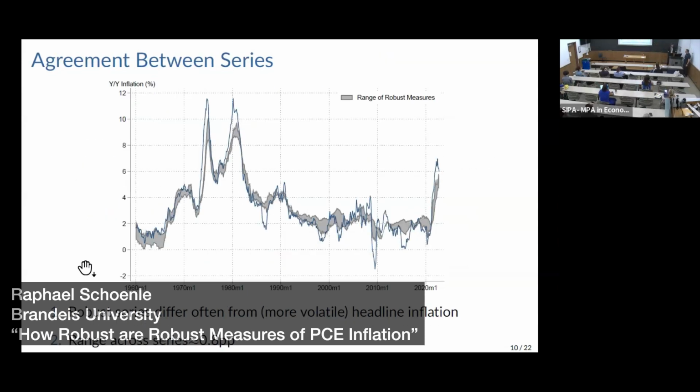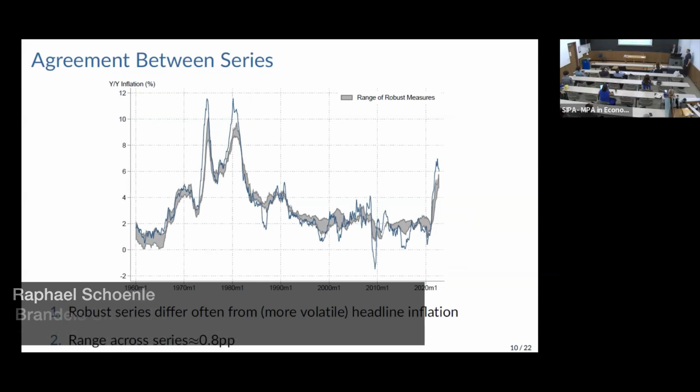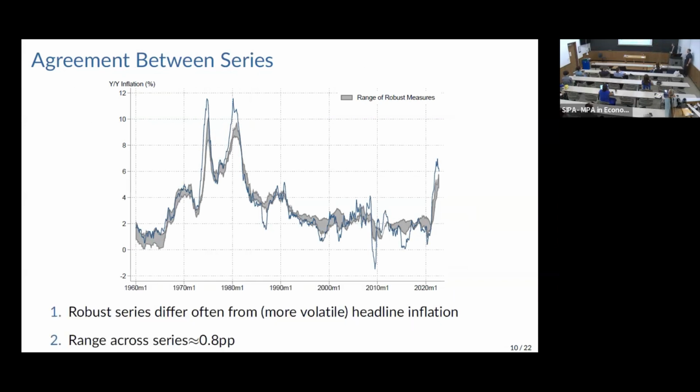So I can see the text basically. Okay. So basically, you can see here that the robust theories differ from headline inflation, the blue line, sometimes. I remember talking to Ed at some point. But there's definitely a difference between median and trimmed mean inflation and headline inflation. Right? So they can be due to either side, actually, if you look at the 70s.